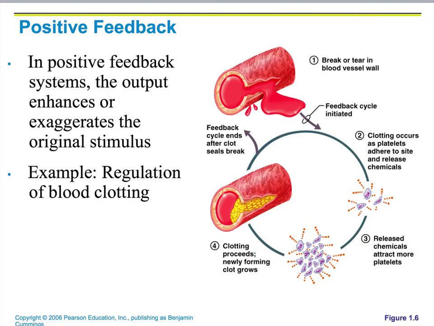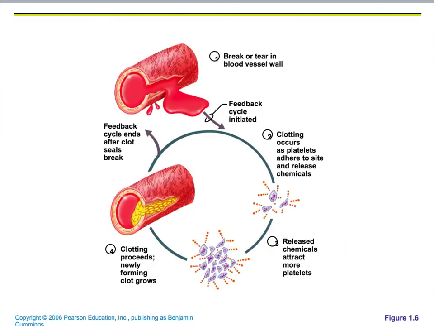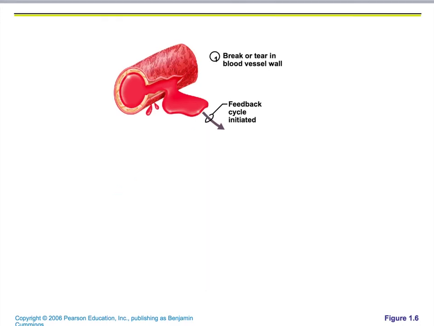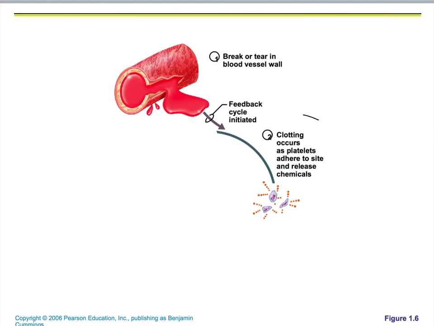So a positive feedback system is one where the output enhances or exaggerates the original stimulus. Okay, so regulation of blood clotting. Let's say that you have a tear in a blood vessel wall. So your body's going to start initiating the clotting response. You cut yourself, you're starting to bleed. A feedback signal is initiated. So clotting starts to occur as the little platelets are signaled to start heading towards that cut.